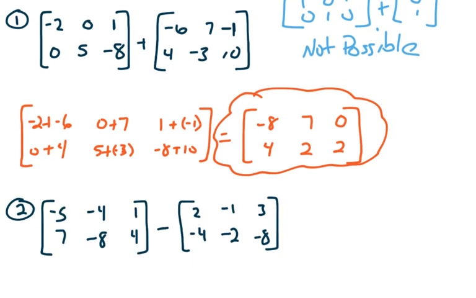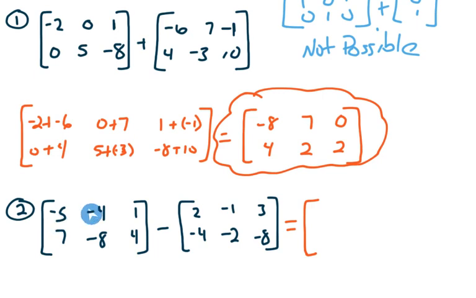Okay, number 2 here, and I'm at the bottom of my page. I'm not going to spend a whole lot of time writing this extra stuff down here. I'm just going to write my answer off to the side. This time we're subtracting, so just make sure you keep your signs organized. Again, the dimensions are identical. We have a 2 by 3 and another 2 by 3, so we're good there. We just need to subtract from left to right.